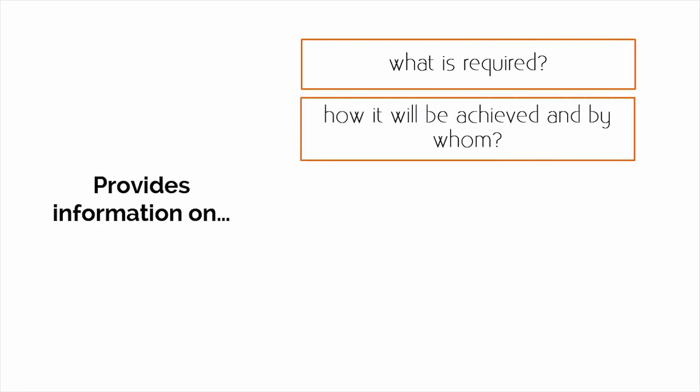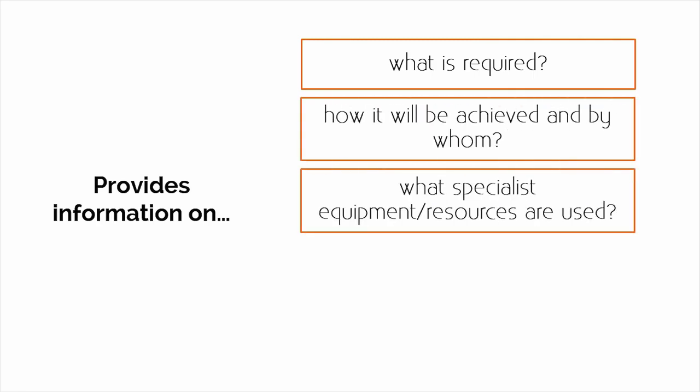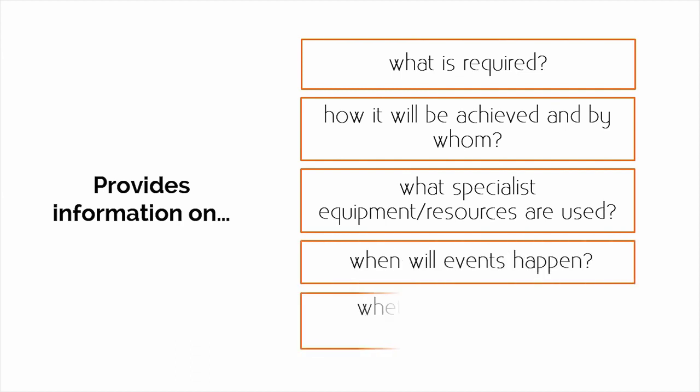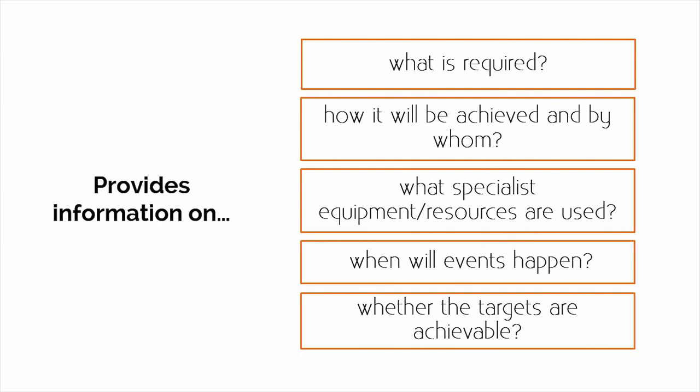Now, in plan, we address the following questions. What is required? How will it be achieved? By whom? What specialist equipment and resources are used? When will events happen? And are the targets achievable in terms of time, cost, quality, scope, and risk? The development and maintenance of credible plans provide a baseline against which progress can be measured. This closely links the plans and quality themes together.